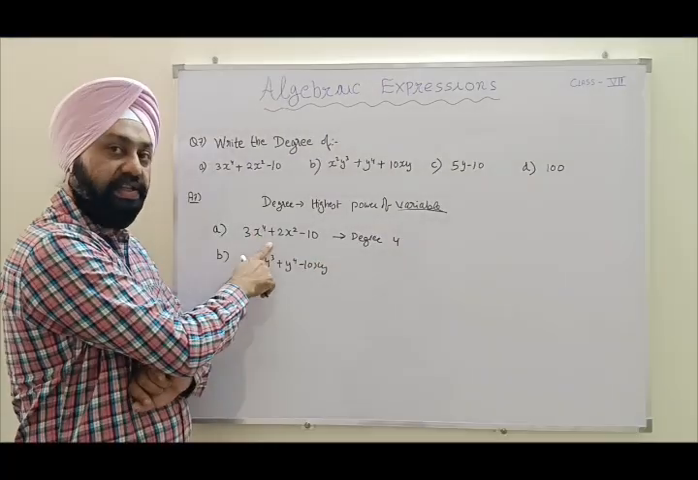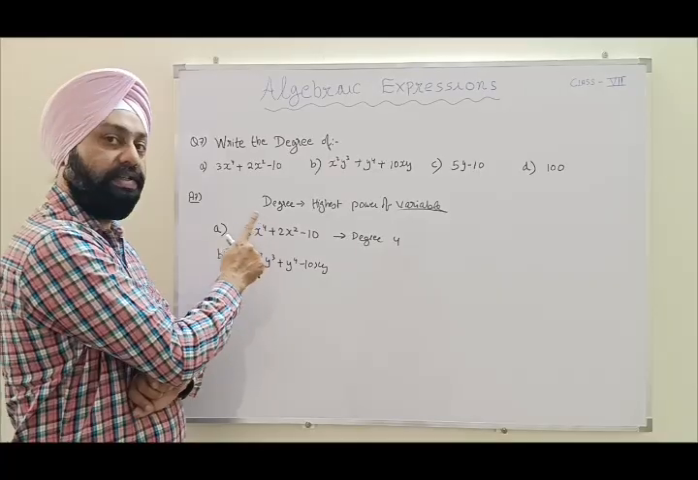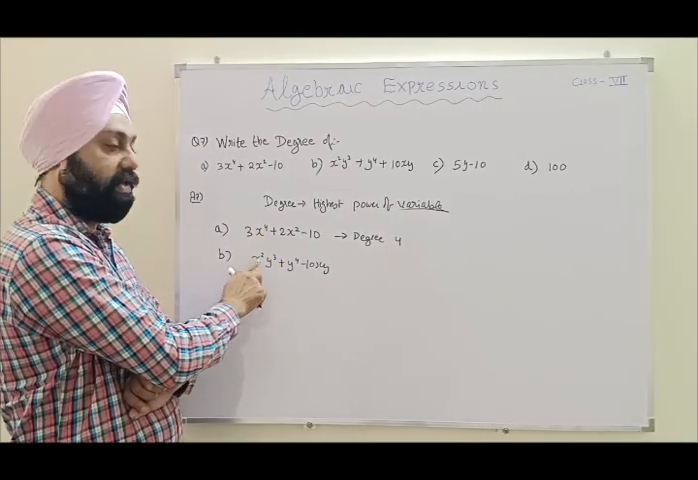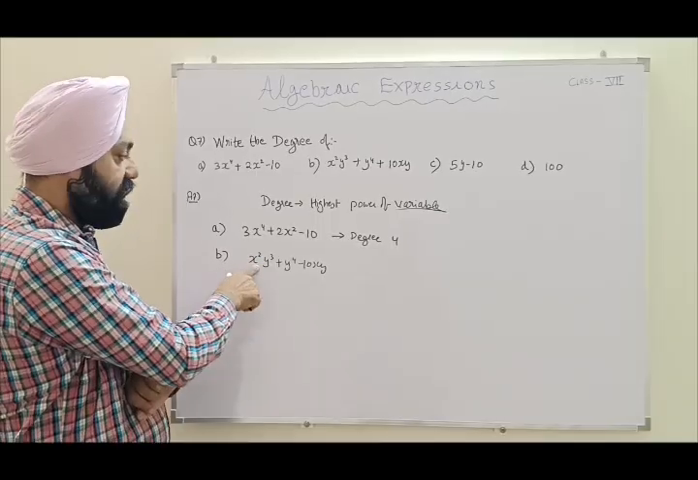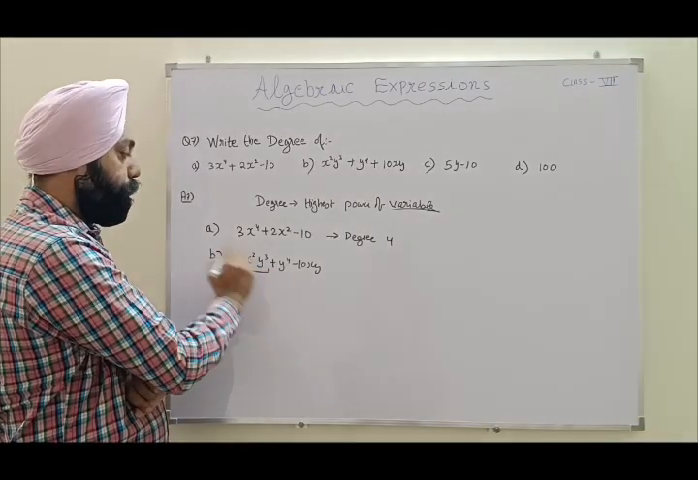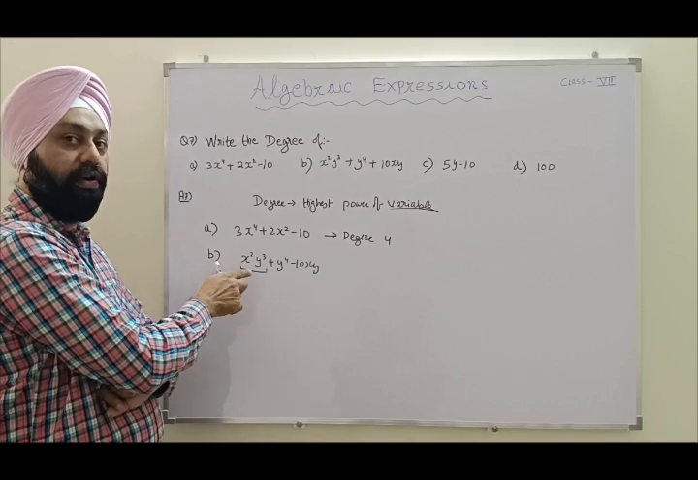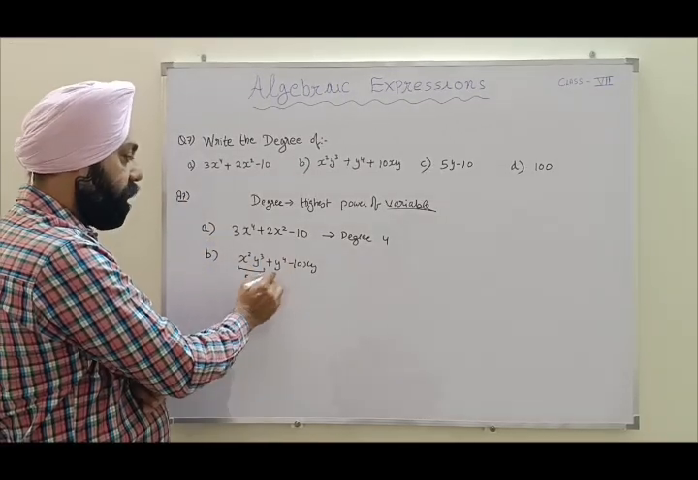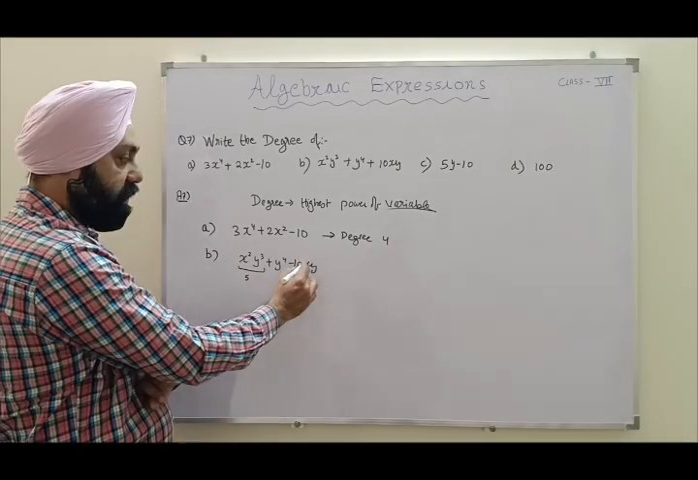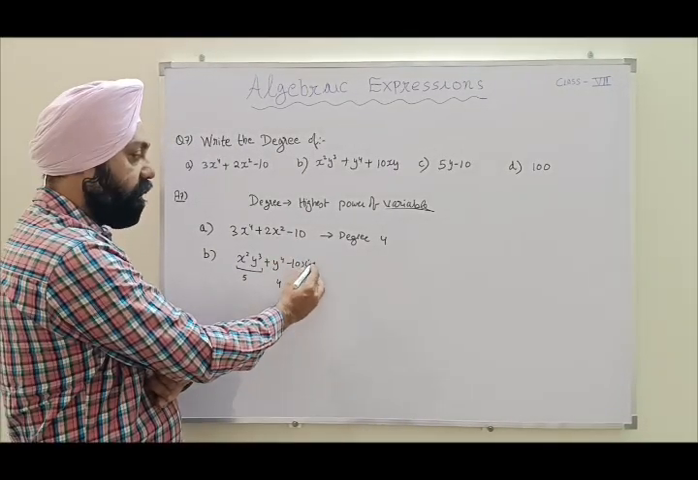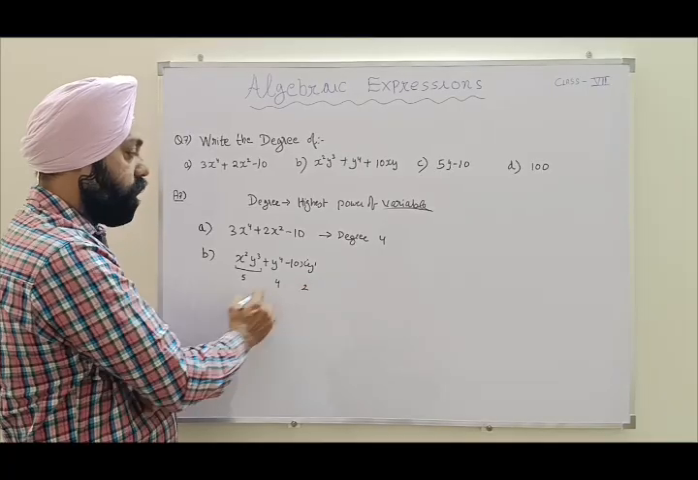In the above expression there was a single variable in the single term, but here it is a combination of two variables in a single term. So whenever this is the case, you have to add the powers of the variables in a term. So 3 plus 2 will give 5. This is 4 as it is. Whenever there is nothing written, it means the power is 1. So 1 plus 1 will give 2.